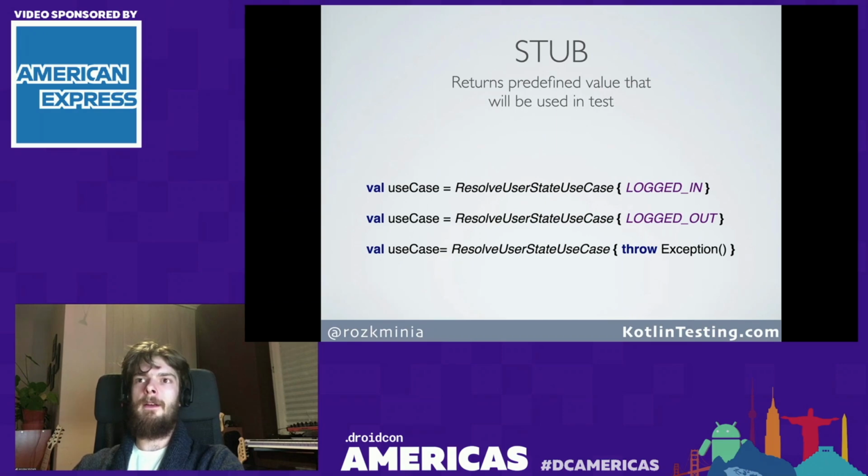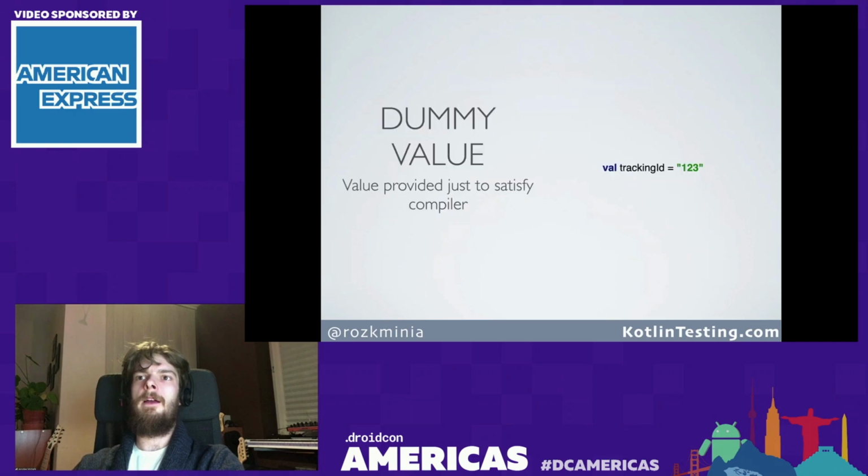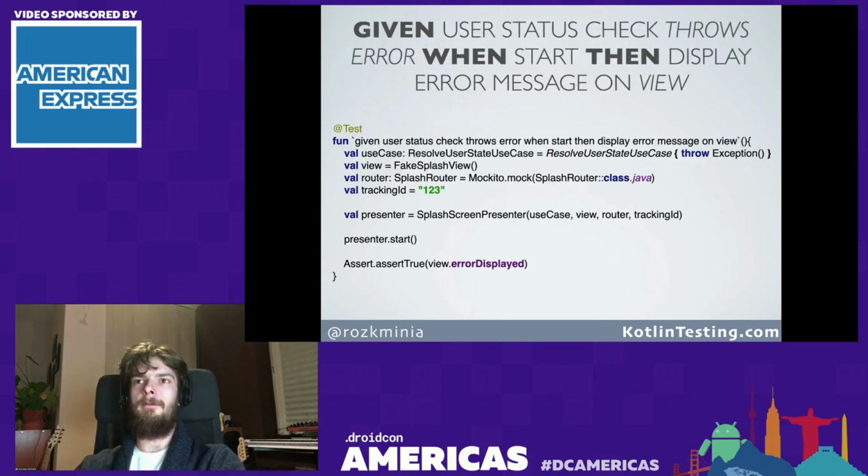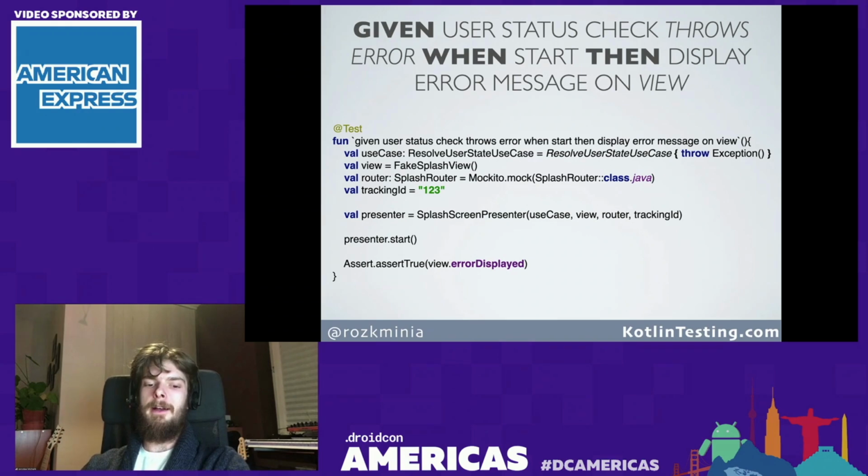Next thing. We have our dummy value. We will provide this value even if we don't use it, just to have build passing. And then we have mock. We want to somehow record interactions with Splash router. We can use here mocking framework such as Mockito to verify if given method was invoked.